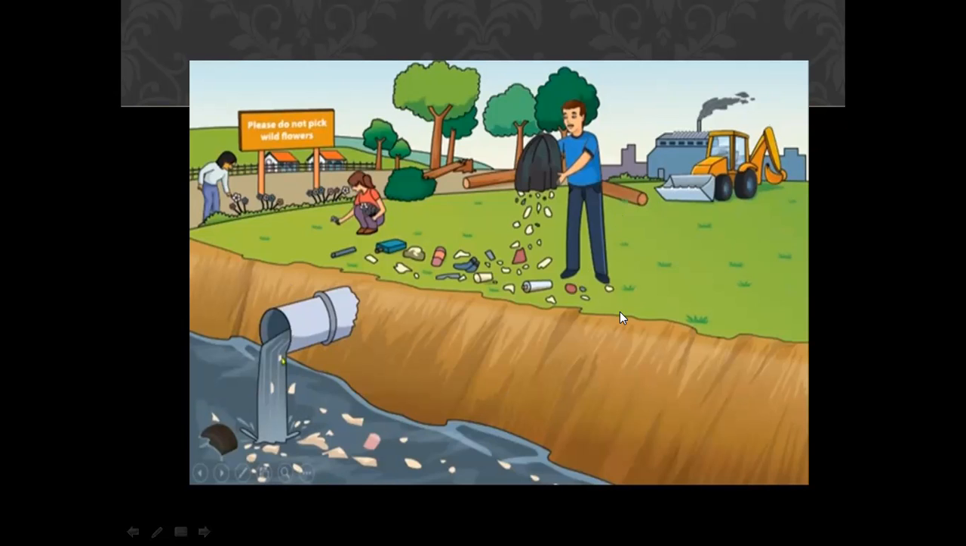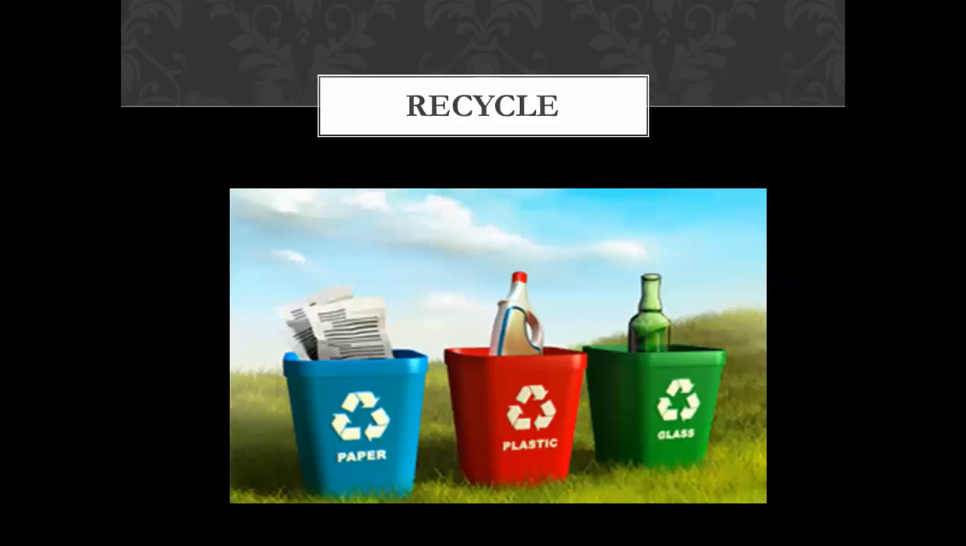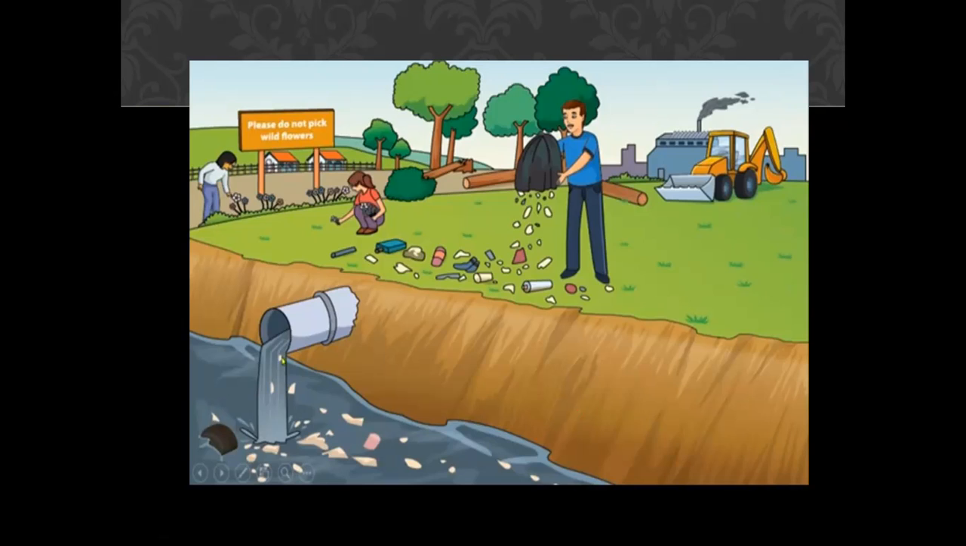So what should you do to make your environment clean? They are cutting the trees, picking flowers, throwing trash, and the sewage system is open. Smoke is coming out from the factories. So these things will make our environment dirty.